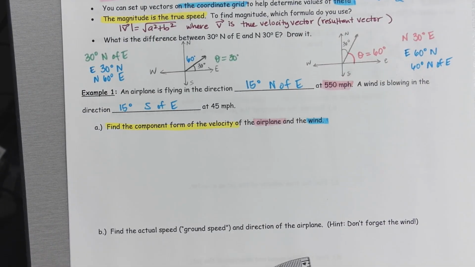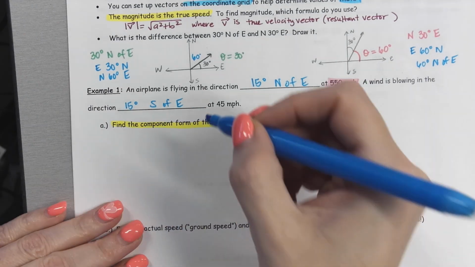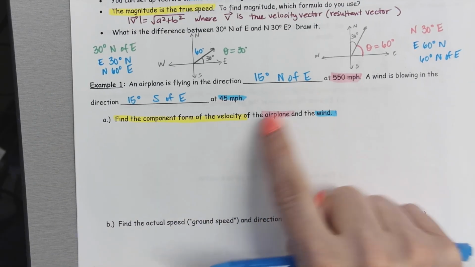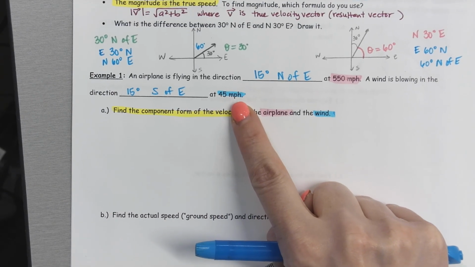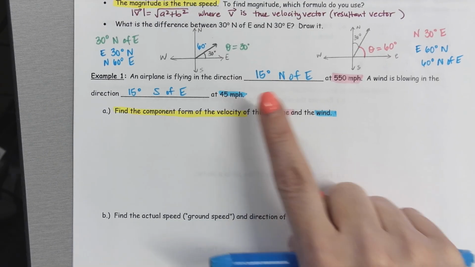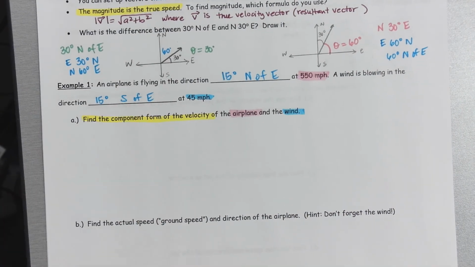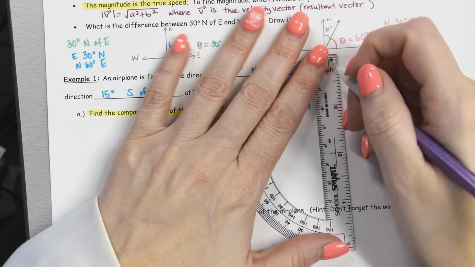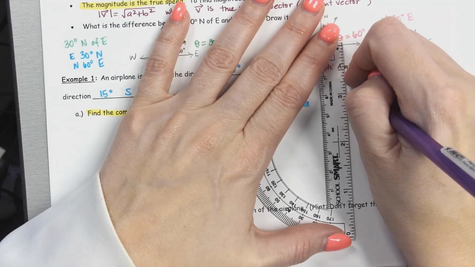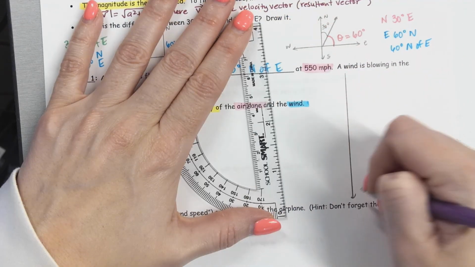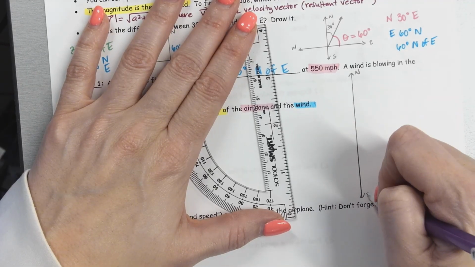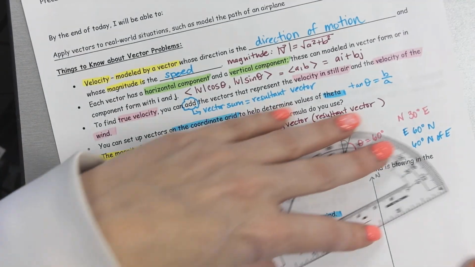Okay, and the wind would be 45. So about how many times larger should this vector be compared to the 45? Yeah, about 11 times, right? At least 10. So we do want to draw an accurate picture, but we also understand there might be a margin of error there. The more accurate your picture is, the more accurate the angles are going to be that you have to find.